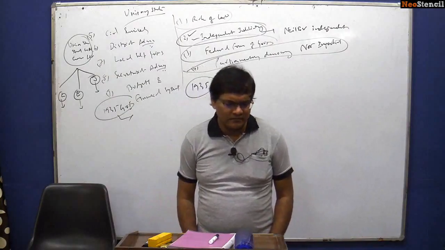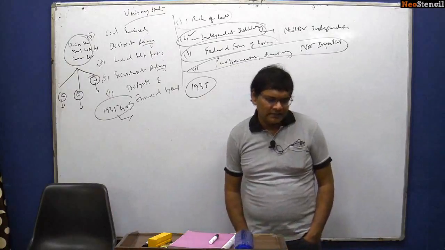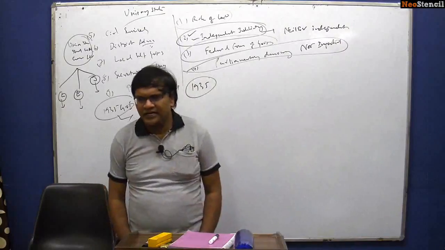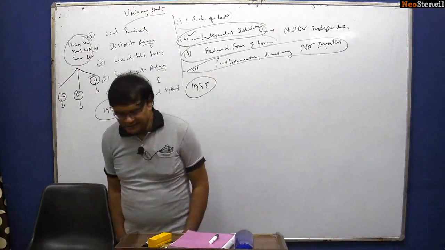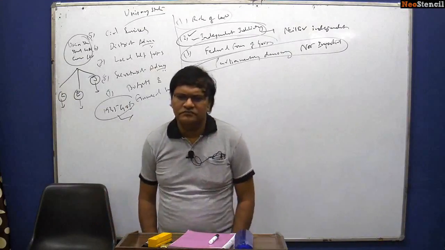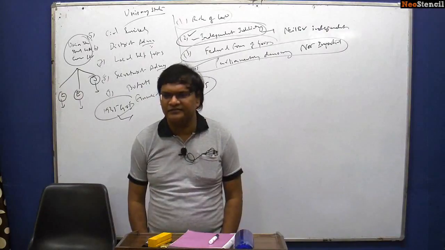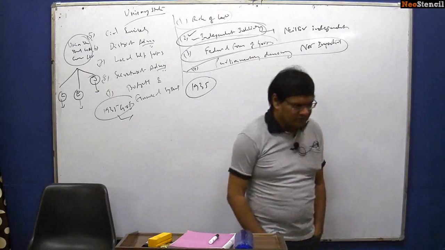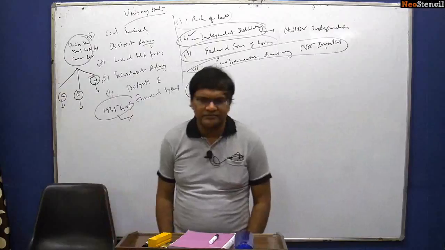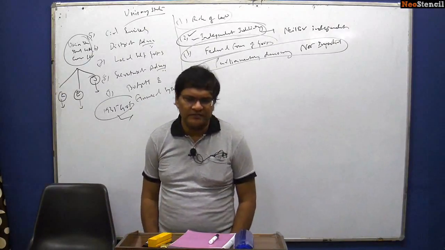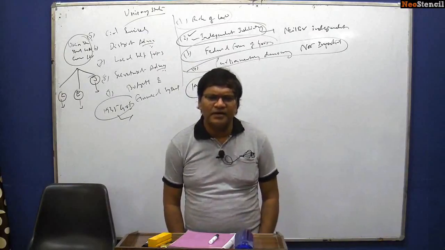It was the 1853 Regulating Act that introduced the parliamentary form of government in India. What happened with the 1853 Regulating Act? It had separated the powers of legislature and executive. For the first time, legislative and executive powers were separated. From then onwards, slowly parliamentary democracy was introduced.